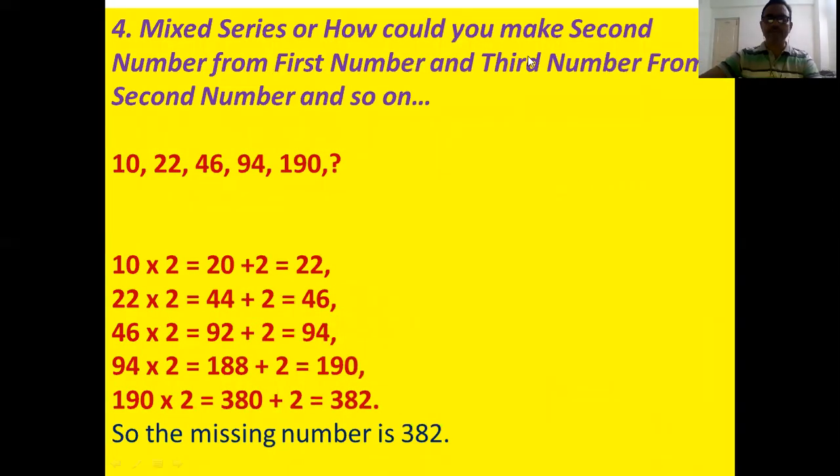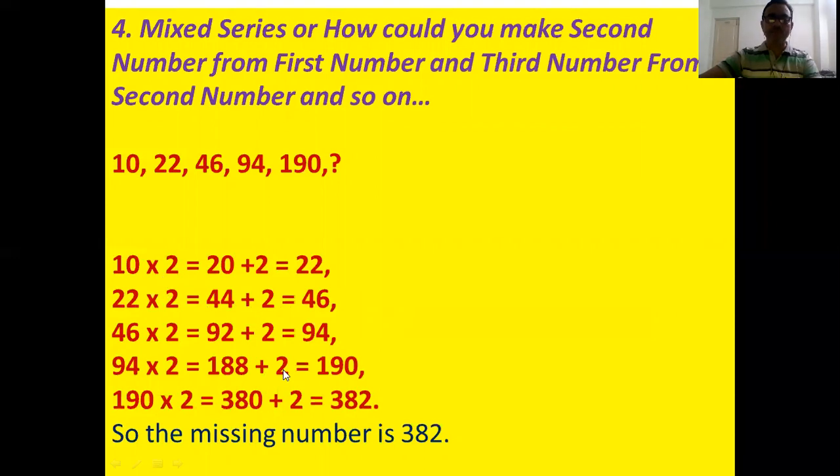In the same way, we have another type of series, that is mixed series. You have to keep this rule in mind: how can you make the second number from the first number, and the third number from the second number, and so on. Like in the question, as you can see very clearly, from 10, if we multiply 10 by 2, we are getting 20, then 20 plus 2 is 22. In the same way, 22 multiplied by 2 is 44, and 44 plus 2 is 46. So if we follow the same pattern, we multiply by 2 and then add 2 to it, we are getting the next number.